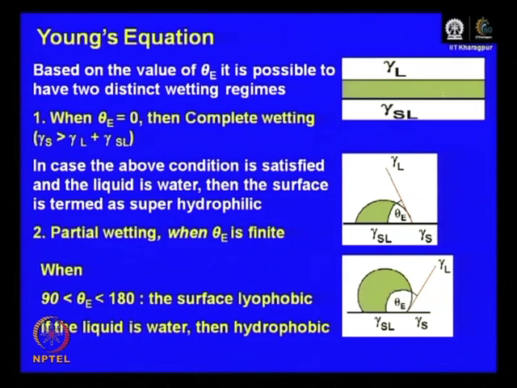In contrast, when theta e lies between 90 and 180, the surface is termed a lyophobic surface, and if the liquid is water, it is regarded as a hydrophobic surface. What it means is that the surface does not really want your liquid to spread on it, and it tries to contract it to as much extent as possible.